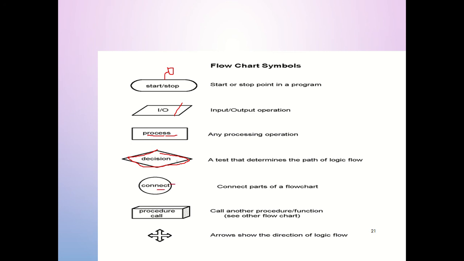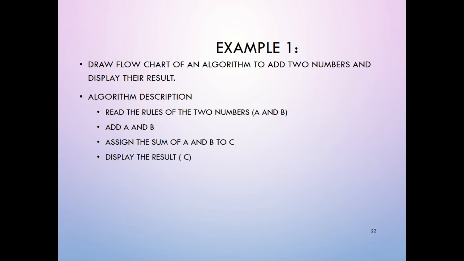Connector, it is a connector circle. And procedure call, to call another procedure or function. See other flowcharts. For example, it may have another line of operation, for example, a number-over-zero operation in some part of the tree. So you should use a procedure call or wait for the result of that. And the arrow shows the direction of logic flow. So that is about the shapes of the flowchart diagrams.